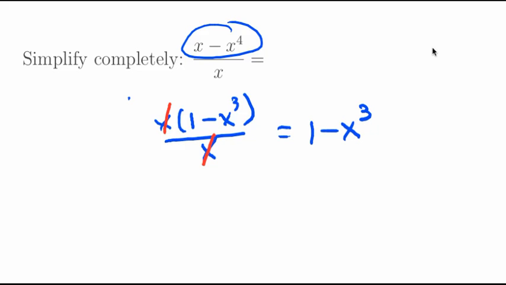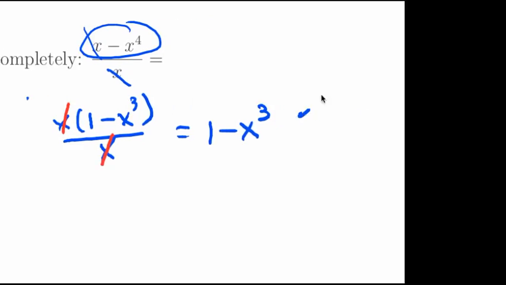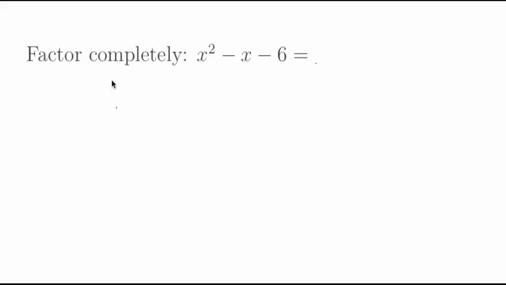Every problem on AA that falls in this position is exactly the same thing to do. You factor and then cancel. We're trying to trick you into just canceling off something like this. Don't take the bait. Factor, then cancel. Done. Moving on to the next problem, we're going to factor this trinomial completely.